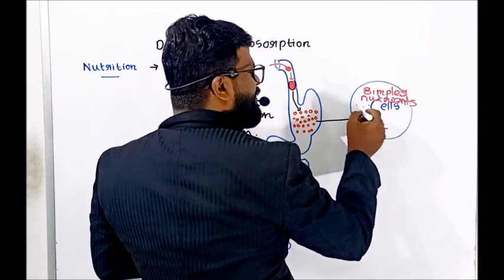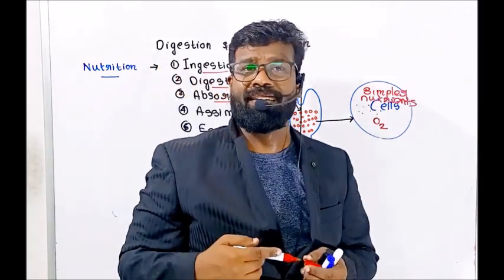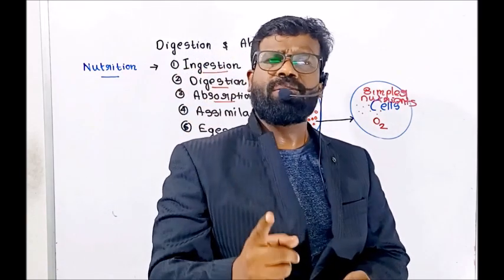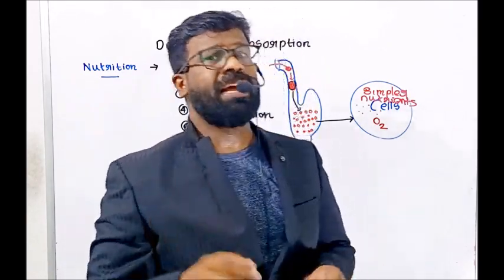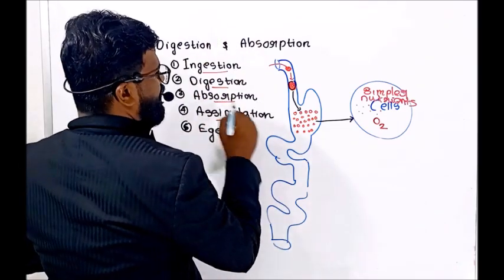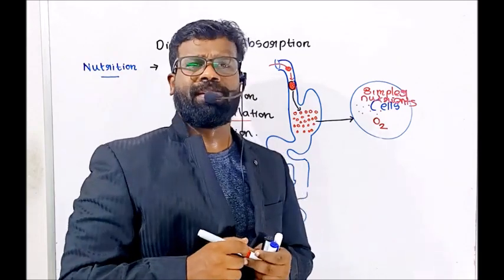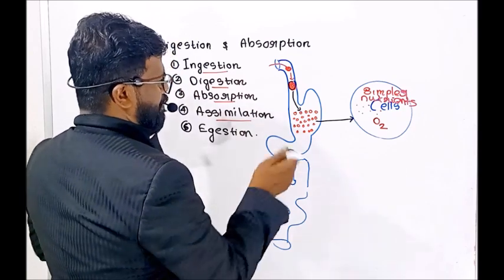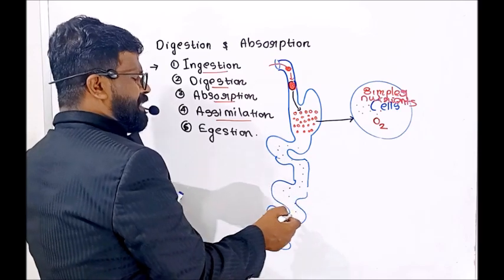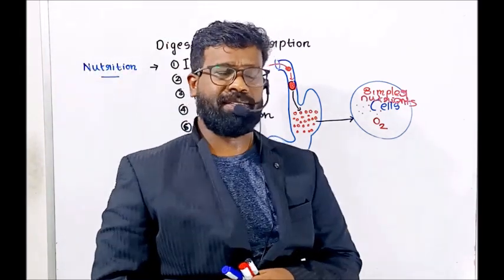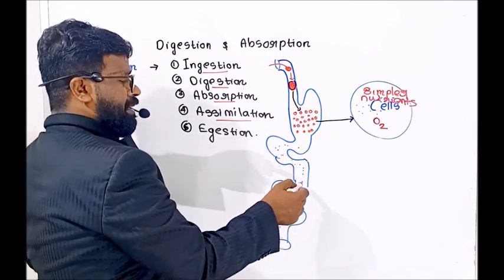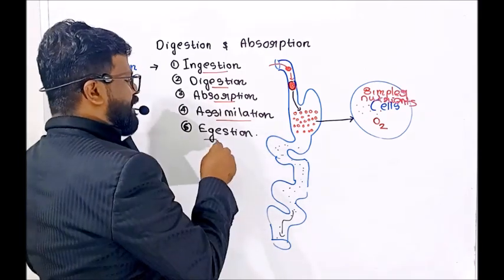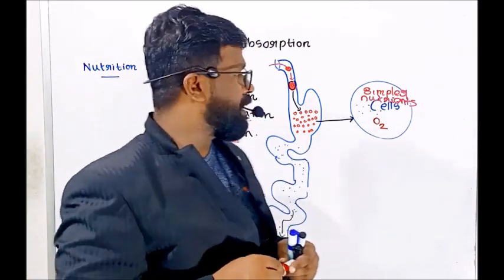Now within the cell, these simpler nutrients are utilized. The utilization of nutrients within the cell for life activities is called assimilation. Finally, if undigested waste remains, the undigested waste is eliminated from the body. This is the final step, ejection. Elimination of undigested waste is called ejection.